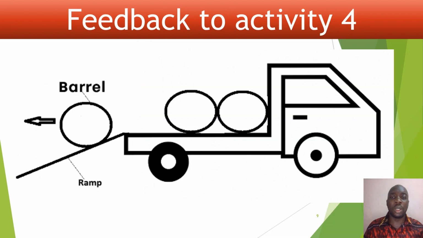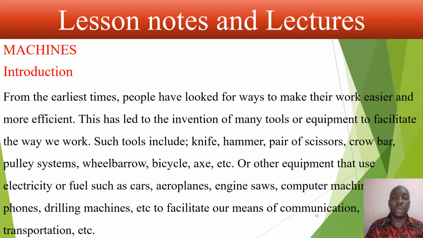Okay, let's move now to the correction of activity 4. We see that it is easy for the truck driver to place a ramp at one end of the truck laying on the ground. He can easily roll the barrel from the truck to the ground with less effort. Okay, we continue with the next part of our lesson.